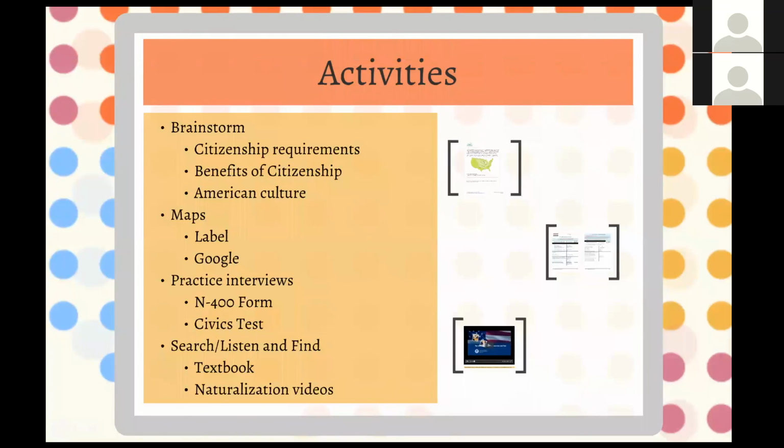Another is working with maps. In the 100 civics questions, in the reading and writing portion, there are some questions over geography. So having them label parts of a map or use Google to find certain places will be great activities for you to use in class, as well as doing practice interviews. This is a very, very important aspect of a citizenship class.